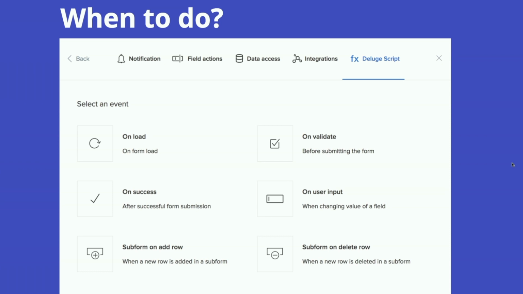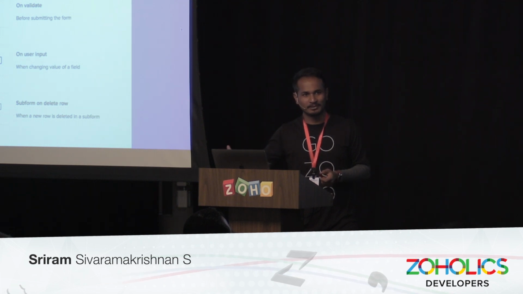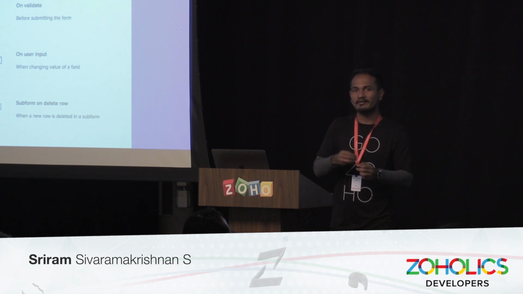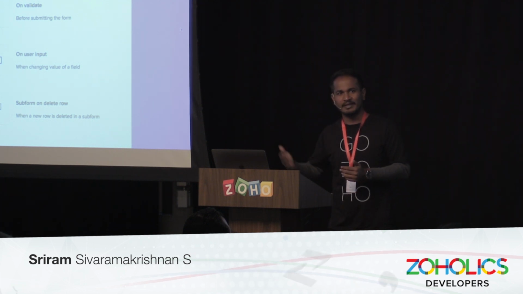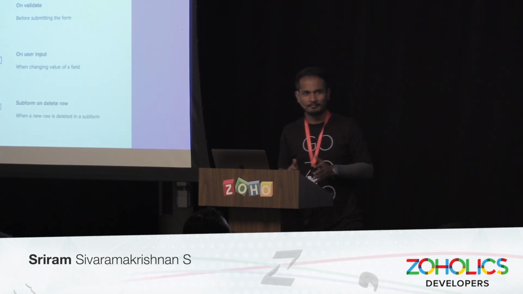That's the basic design. And in the "when to do" section, in the trigger points, you see number 2 and number 3, onValidate and onSuccess. What's the difference between these two? When you hit on submit, the data gets added as a new row in the backend table, right? If you need some kind of an action to be triggered before the data is added to the table, you write the script under onValidate. If you want some kind of an action to be triggered after adding the entry into the table, you write the script under onSuccess. And then you have onUserInput.